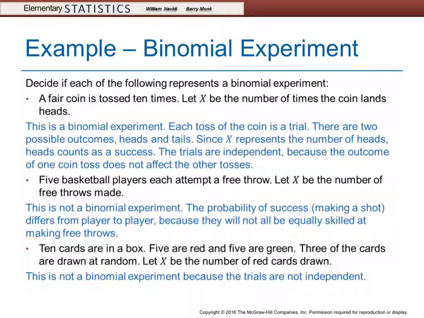Each toss of the coin is a trial. There are 2 possible outcomes, heads or tails. Since X represents the number of heads, heads counts as a success. The trials are independent because the outcome of one coin does not affect the outcome of the other. So in other words, the probability of success in this case, if it's a fair coin, is equal to 0.5 or 1/2. The probability of failure is also equal to 0.5 or 1/2.